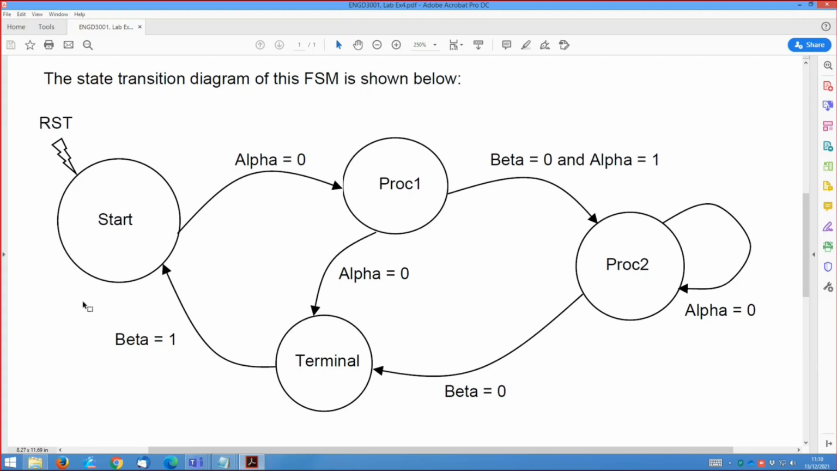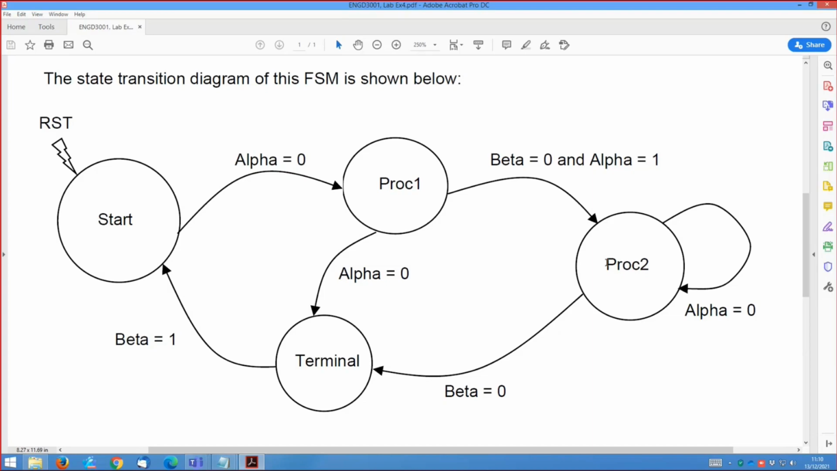So as far as the finite state machine is concerned, looking at this bubble diagram, we start from the start state and we basically wait there for as long as alpha is 1. We can only move to proc 1 when alpha equals 0. So if alpha equals 0 and we are in the start state, we then move to proc number 1. When we are in proc 1, then we have 2 choices. If alpha is 0, we can then move to the terminal state. Or on the other hand, if both beta is 0 and alpha is 1, then we move into the proc 2 state. So 2 choices there when we are in proc 1 state.